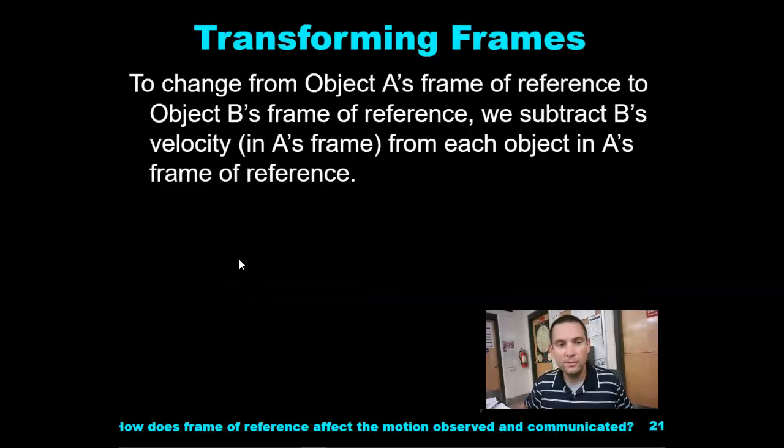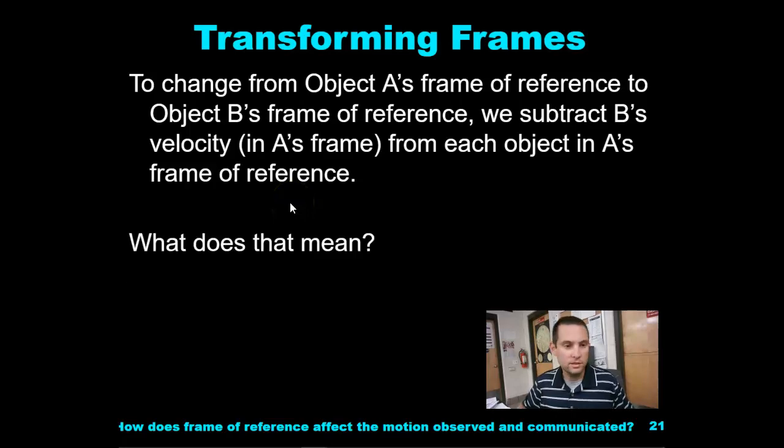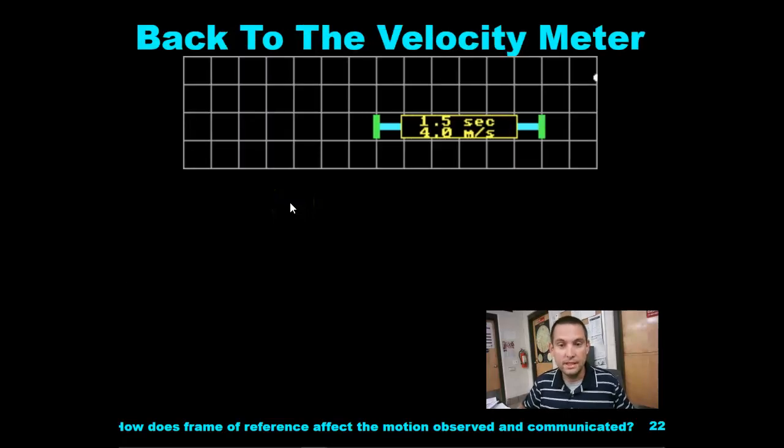To change from object A's frame of reference to object B's frame of reference, we're going to subtract B's velocity from each object in A's frame of reference. Huh? Alright, it's so much easier just to see it in action.